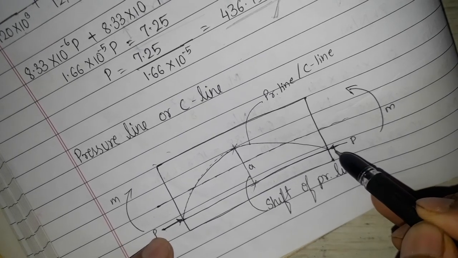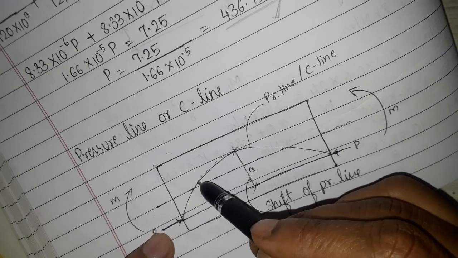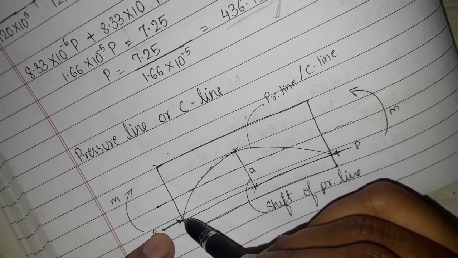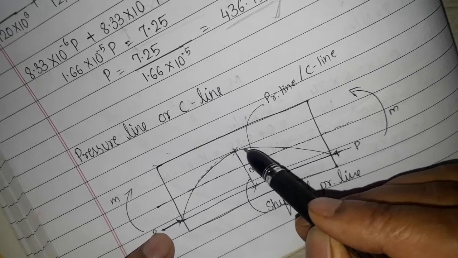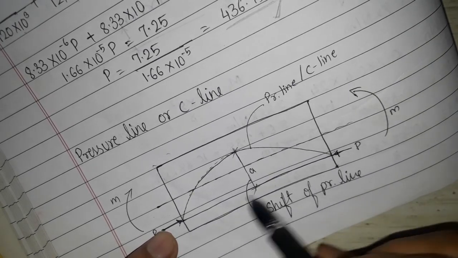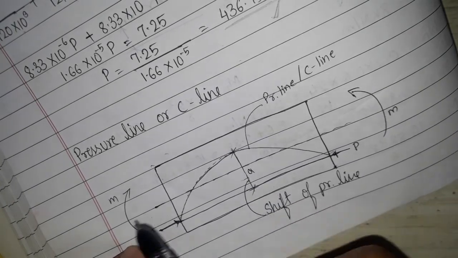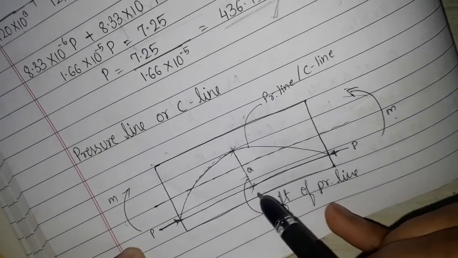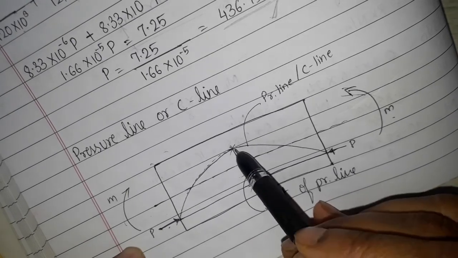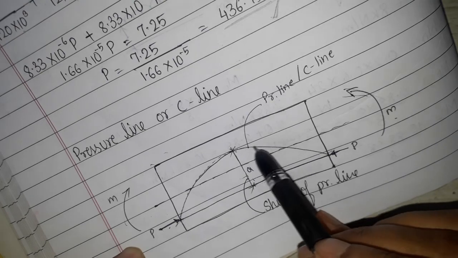But what will happen practically? The pressure will not be like this, it will travel like this, and this will act as the pressure line, C line or thrust line. This is the pre-stressing force which has shifted by distance A, found using the moment. The moment divided by the pre-stressing force gives the shift A, that is, the shift of the pressure line from the original position, which you have to find out.